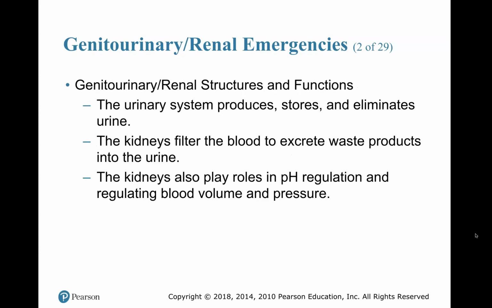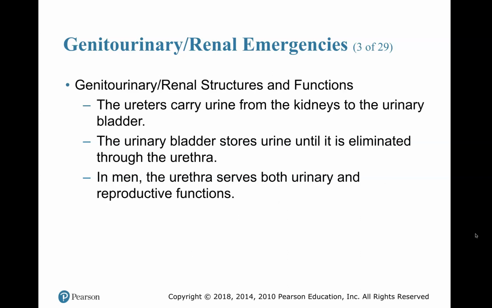Genitourinary renal structures and functions. The urinary system produces, stores, and eliminates urine. The kidneys filter the blood to excrete waste products into the urine. The kidneys also play roles in pH regulation and regulating blood volume and pressure. The ureters carry urine from the kidneys to the urinary bladder.